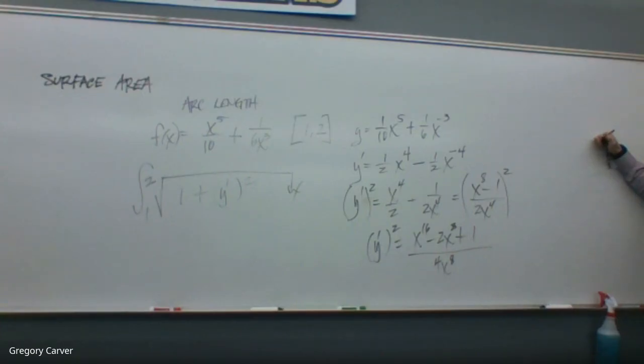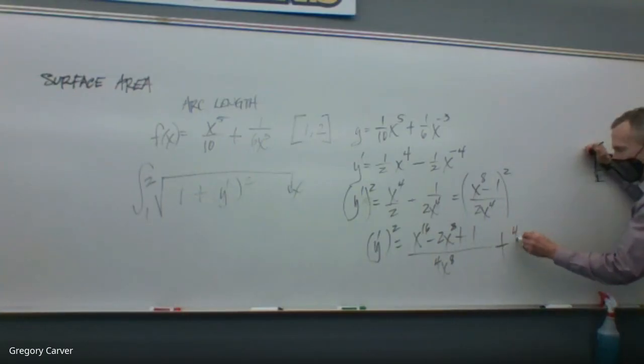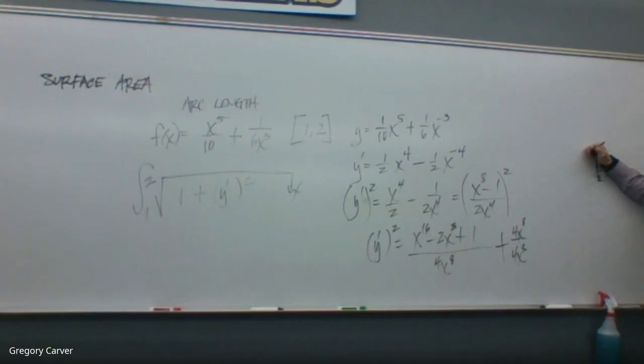Everybody with me? Got a FOIL at the top, don't you? Yeah. Yep. Okay. Square. Oh, sorry. Add 1. I already squared. Whoops. All right, here we go. I'm going to add then 4x to the 8th over 4x to the 8th because I have to have a common denominator. Don't I? You bet I do.